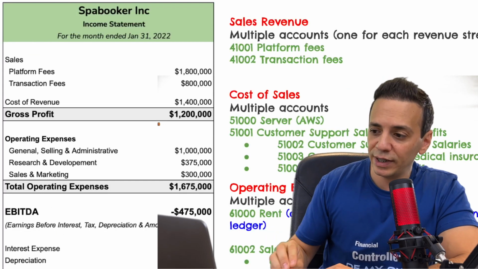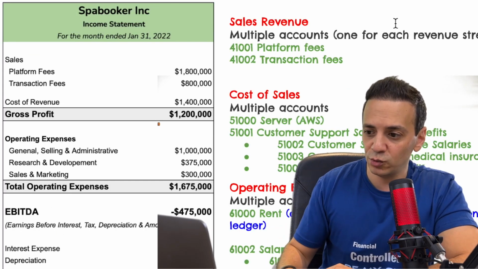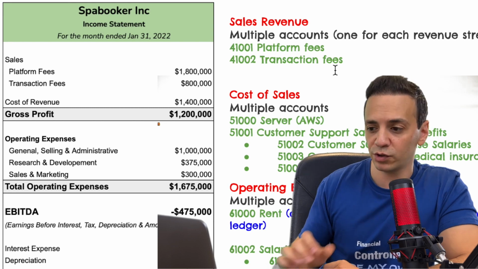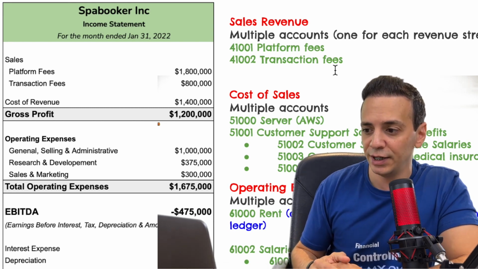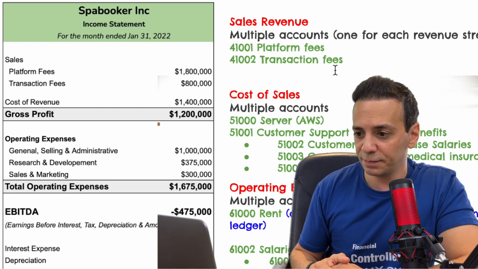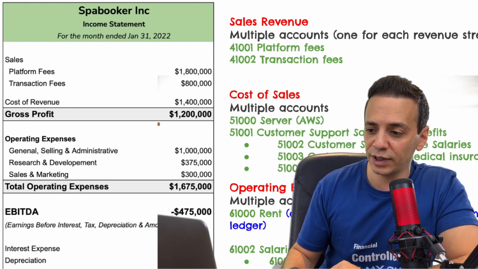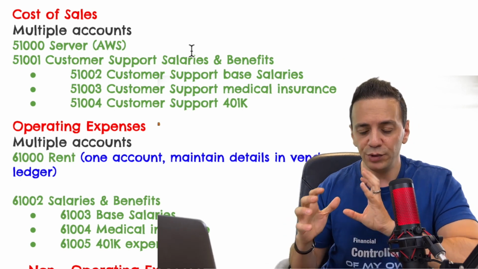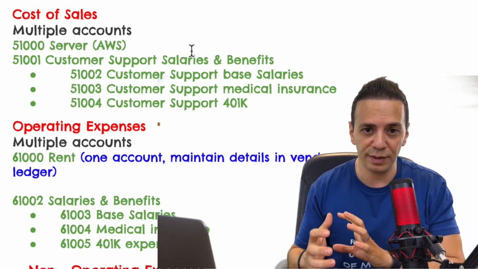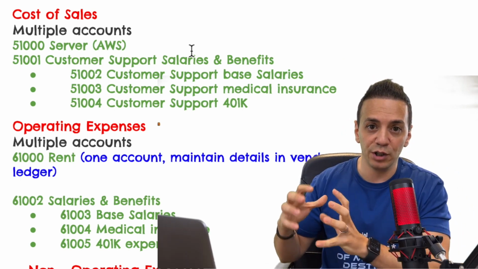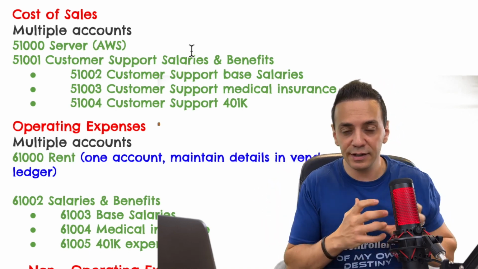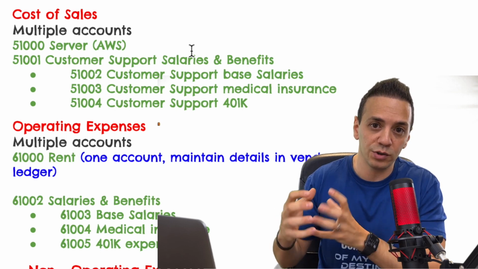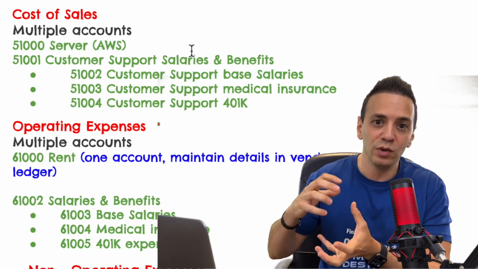So in this case here, you want to create two accounts in a chart of accounts, one for platform fee and one for transaction fees. So you can track each of the revenue streams separately. Next is going to be cost of sales. And when we get to cost of sales, it's important here to distinguish between two types of cost or expenses in a business. The first one is going to be cost of sales, and then the second is going to be operating expenses.